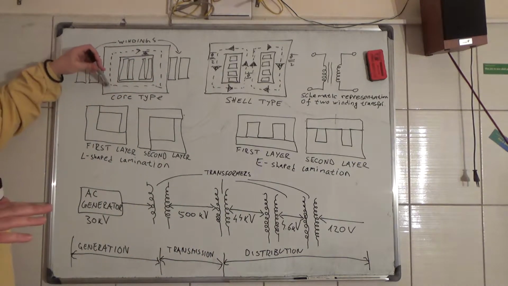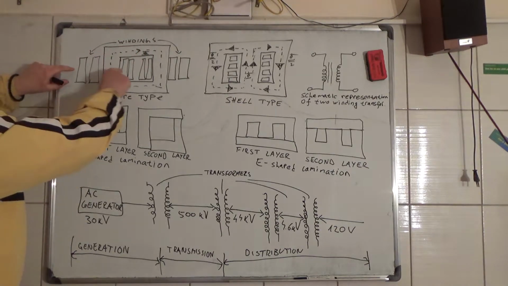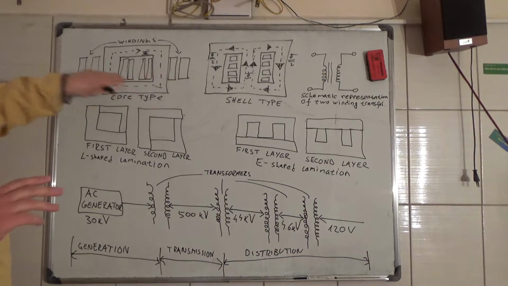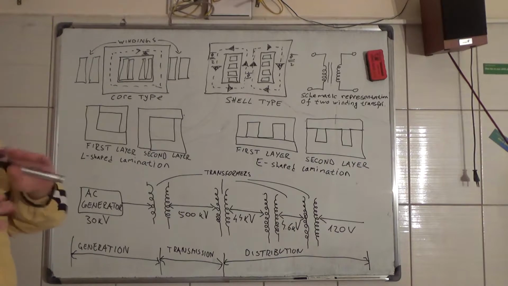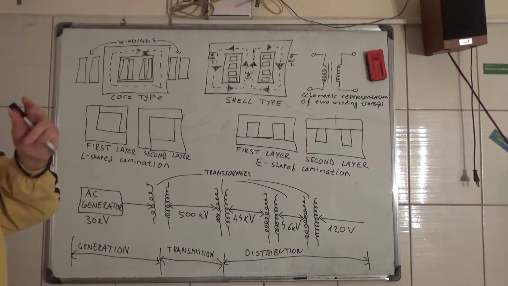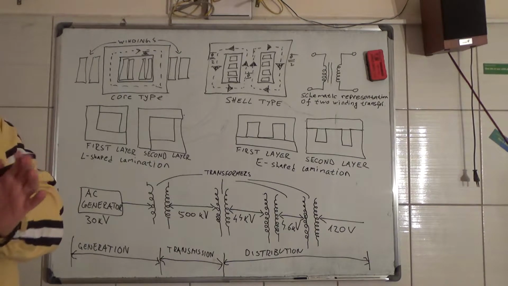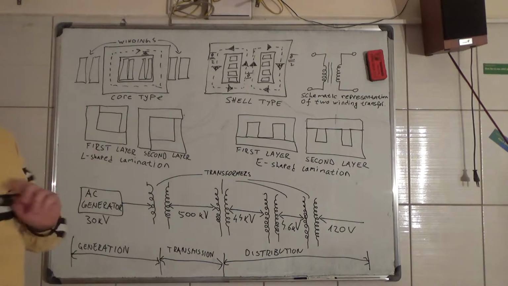Now here is one type of transformer. It has a magnetic circuit here, and this is called a core type. Here you have the windings, and these windings all share a mutual flux. In practice they don't, but it's negligible, so we say that these windings share the same magnetic flux.